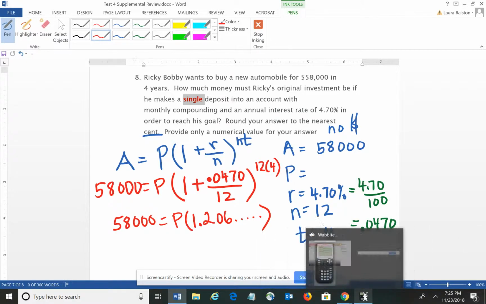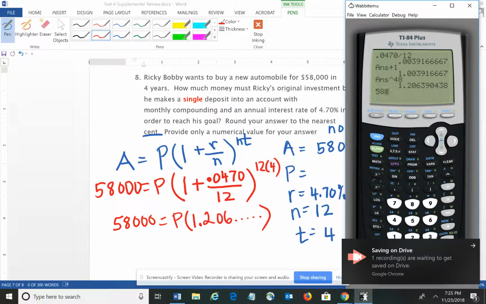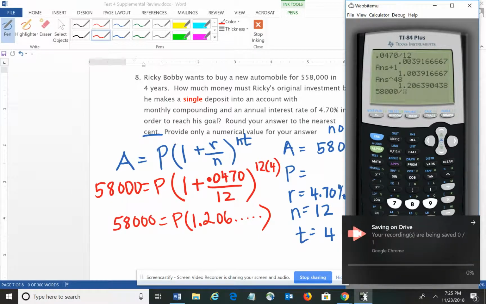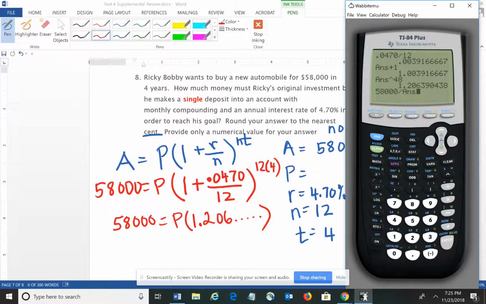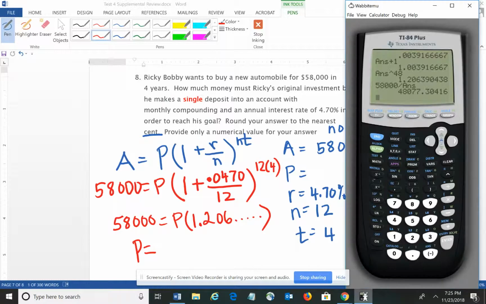So then what I want to do on my calculator, I'm going to do 58,000 divided by that big long decimal number. Okay, so P would be $48,077.30. Okay, so P equals $48,077.30.